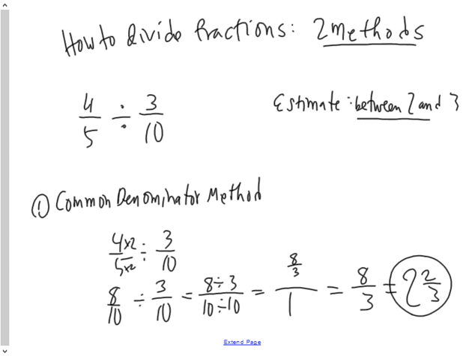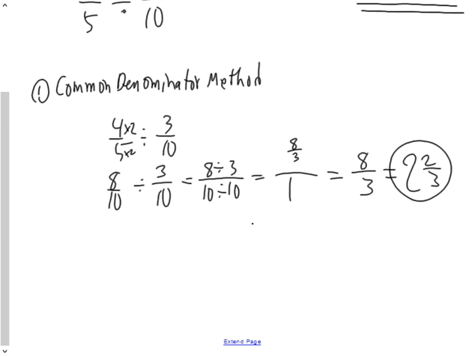Now remember, my estimation was some number between 2 and 3. And 2 and 2/3 is between 2 and 3. So my estimation process worked. And my answer, using this common denominator method, seems legit. Seems like it worked. But there is a different way you can do it too.